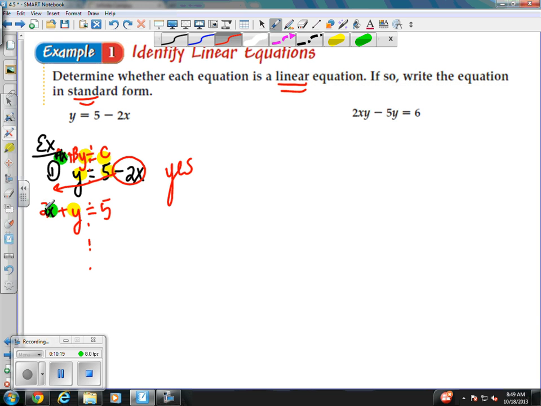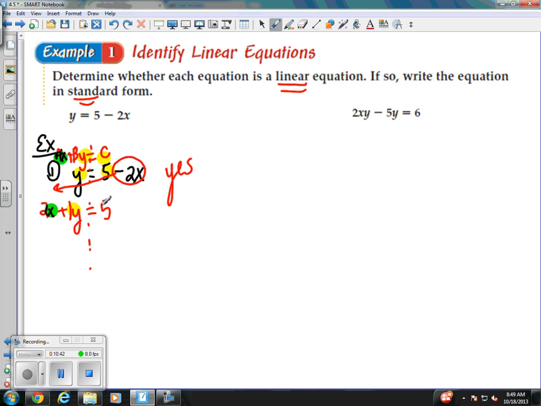Is C greater than or equal to 0? Yep. So rule 1 for standard form, check. Rule 2, no fractions. I don't have any fractions, so we're good. And rule 3 is that the GCF has to be 1. The easiest thing to say about this is, if I have 2x plus, how many y's do I have here? I have 1y equals 5. So if that's a 1, then that automatically means my GCF is 1.